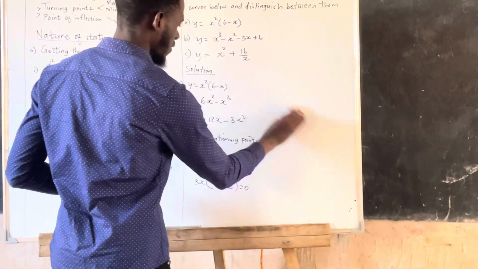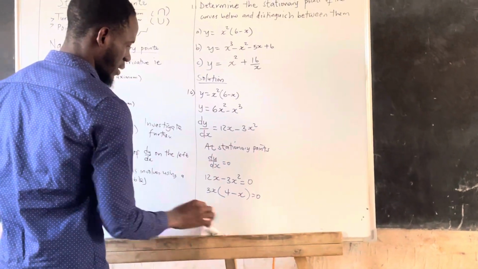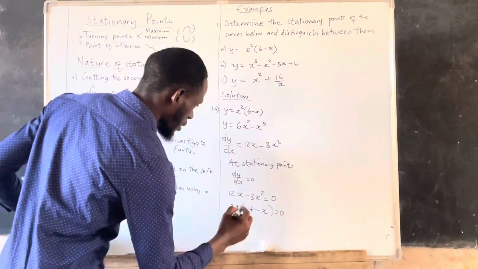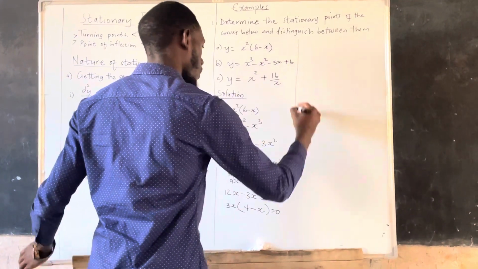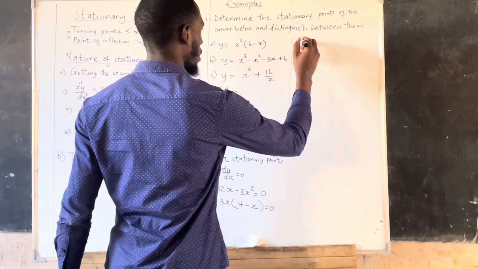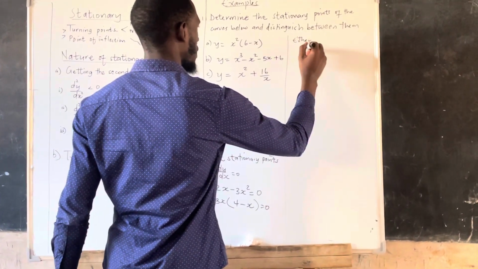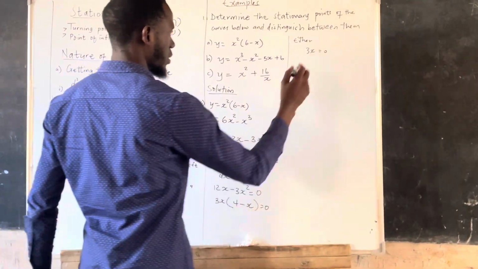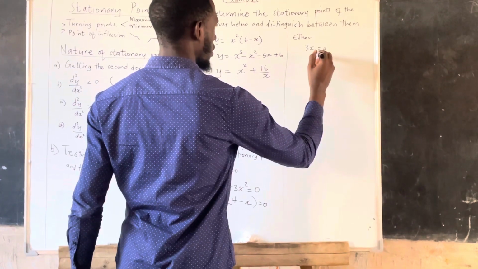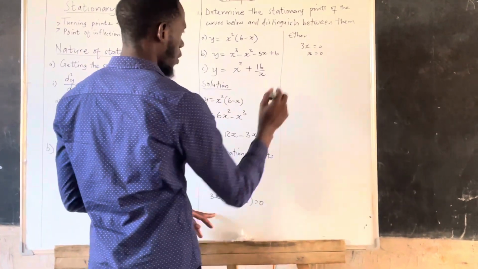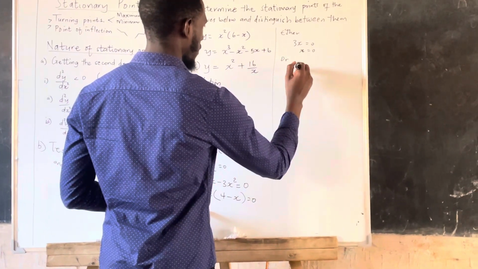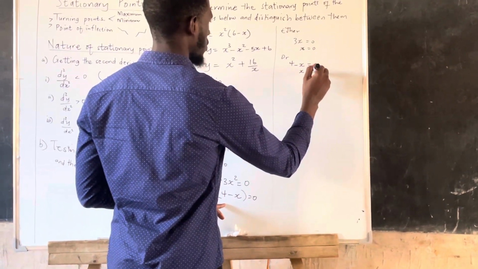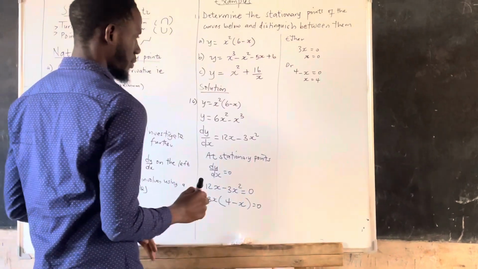Then I want to establish the value of x at that specific turning point. So I will say either 3x is equal to 0, such that x is equal to 0, which is the first value of x, or 4 minus x is equal to 0, meaning that x is equal to 4.